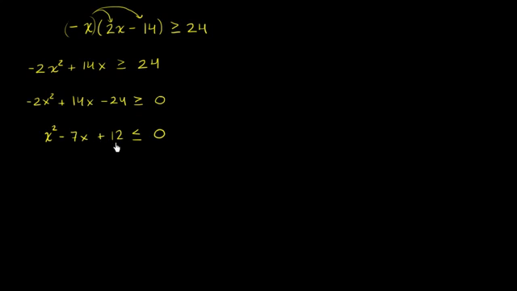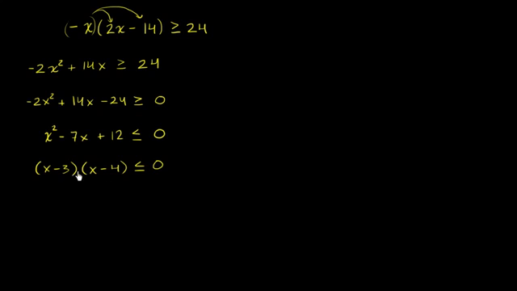So we need two numbers whose product is positive 12, so that means they're going to have the same sign, and whose sum is negative 7. If they have the same sign and their sum is negative 7, that tells us that they're both going to be negative. And let's see, negative 3 and negative 4 seem to fit the bill. Their product is positive 12. Their sum is negative 7. So we could write this as x minus 3 times x minus 4 is going to be less than or equal to 0. So now this is the point where we're going to do a little bit of interesting logic.